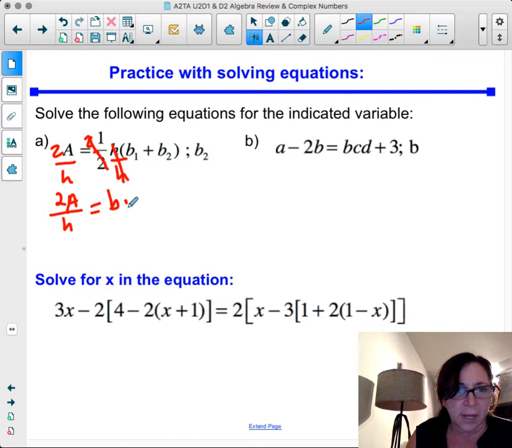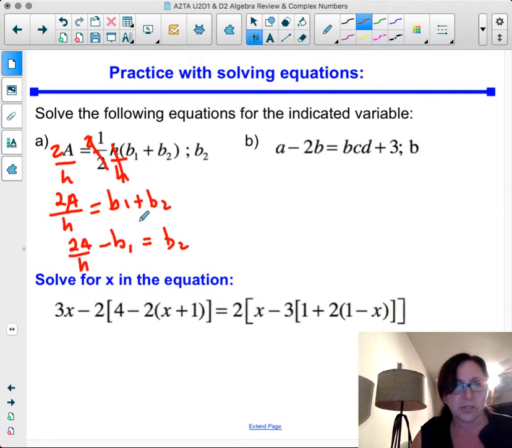Equals b1 plus b2, b sub 2. I'm going to subtract the b sub 1. So now I have 2a over h minus b sub 1 is equal to b sub 2. And that's what I wanted. So that becomes my answer.